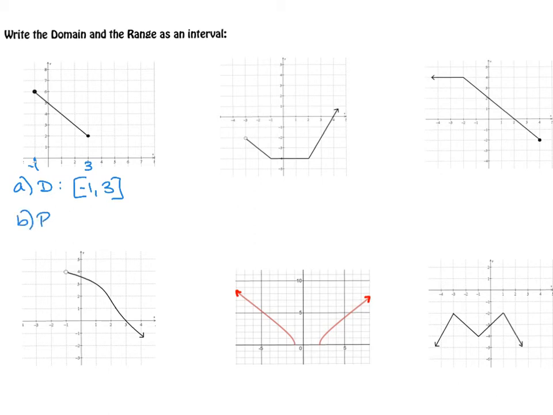For the range, the lowest the value gets for the y's is 2, and the highest it gets is 6. So I'd put bracket 2 to 6, another closed bracket. Okay, that one's usually not so bad. Just keep in mind, you're not writing ordered pairs, you're writing intervals. Smallest x value, largest x value for the domain, smallest y value, largest y value for the range.